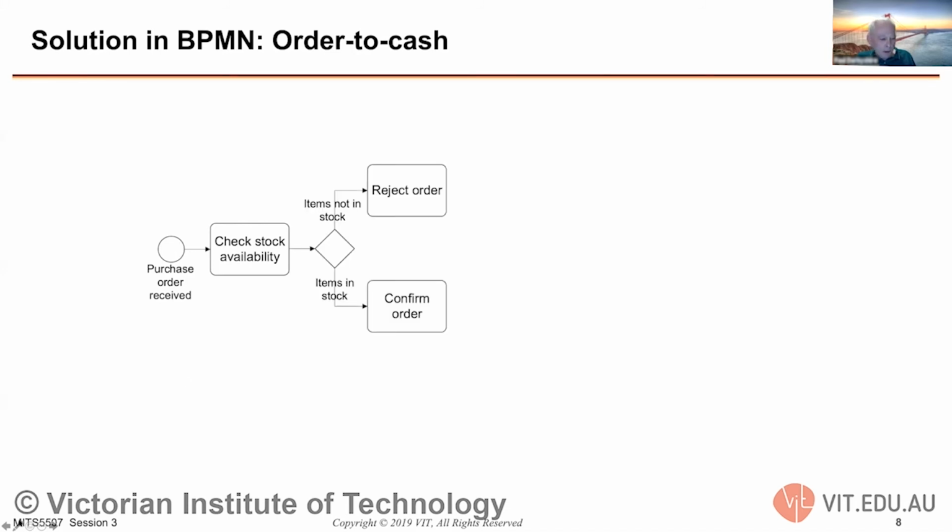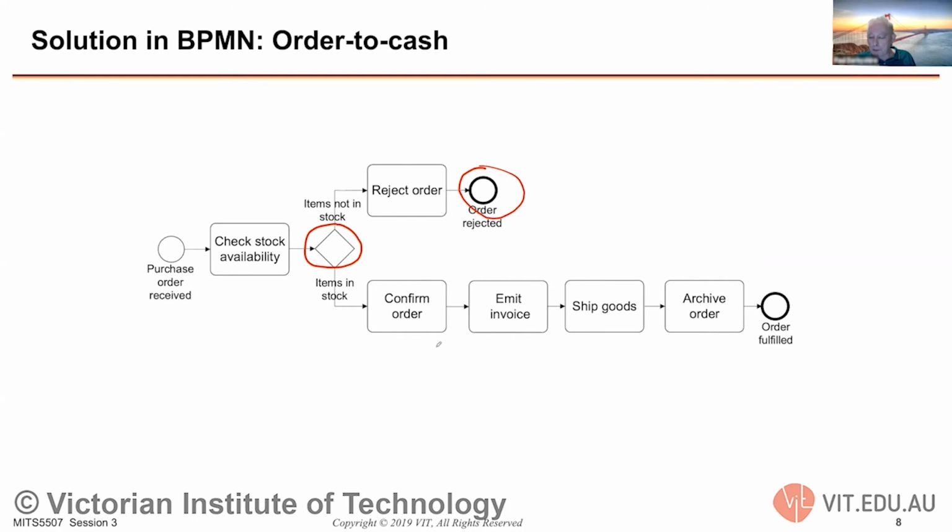Two things can happen. Now, here's where we use a gateway. The gateway is used to split a flow. Check availability goes into this gateway. Now, two things can happen. Either the items are in stock, in which case we confirm the order, or the items are not in stock, in which case we reject the order. When we reject the order, we end the process with order rejected. Otherwise, if we confirm the order, then we emit the invoice, we ship the goods, we archive the order, and then we end the process.